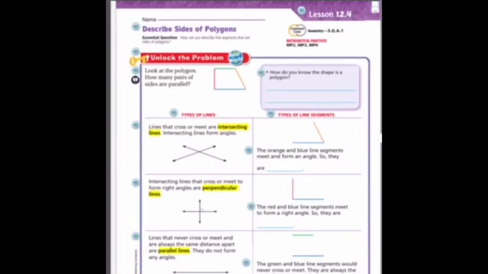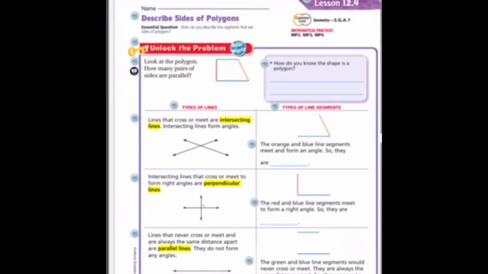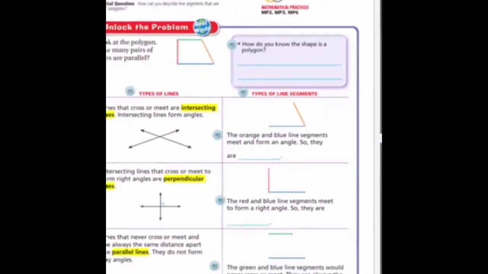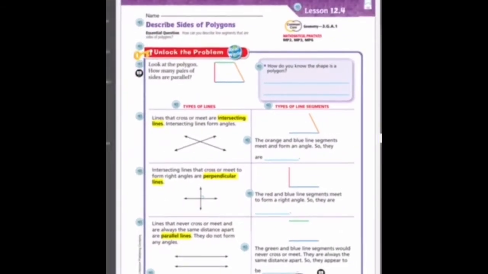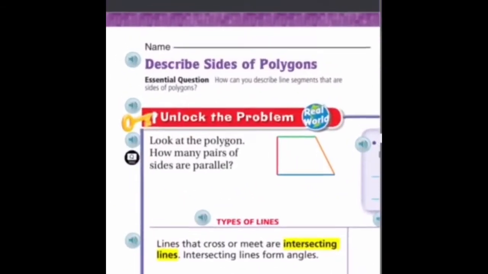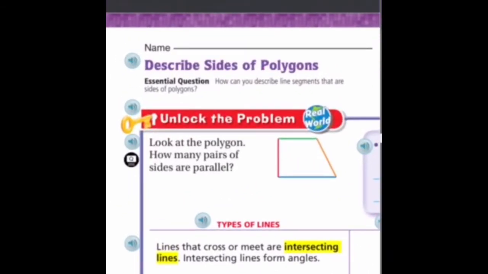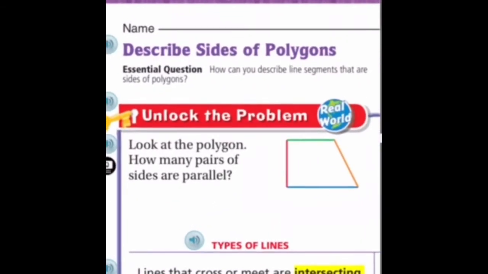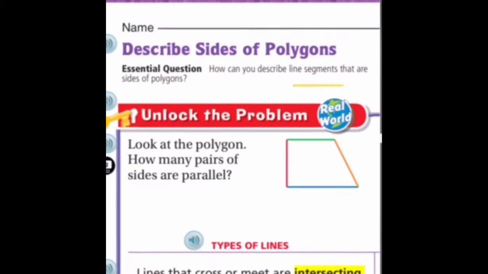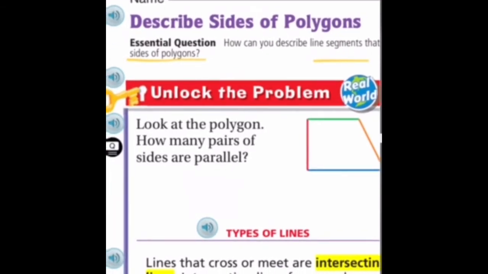Hello boys and girls, today we are on lesson 12.4 and that's on page 715 in your math book. Our focus today: describe sides of polygons. Our essential question: how can you describe line segments that are sides of polygons? So we've reviewed polygons, now we're going to look at those line segments and how to describe those polygons. So let's look at unlock the problem.